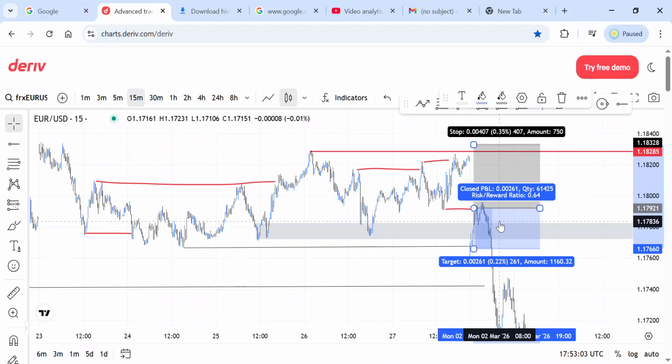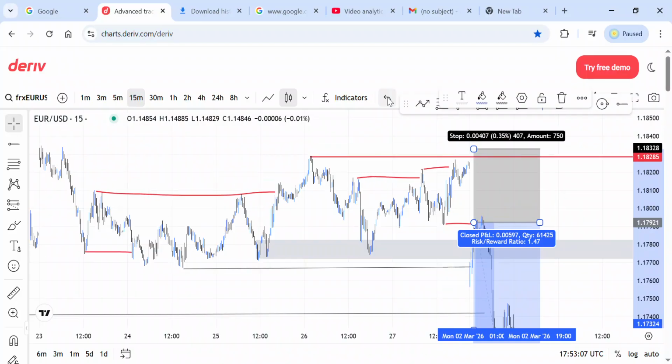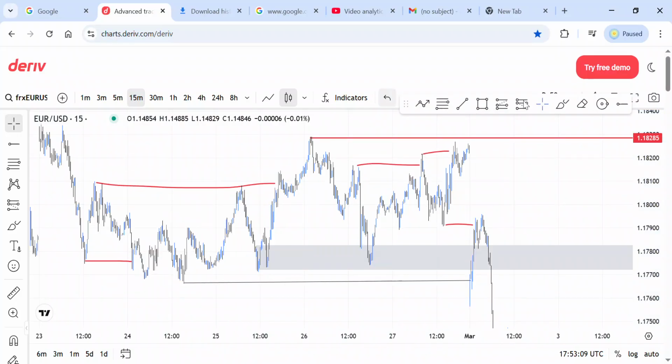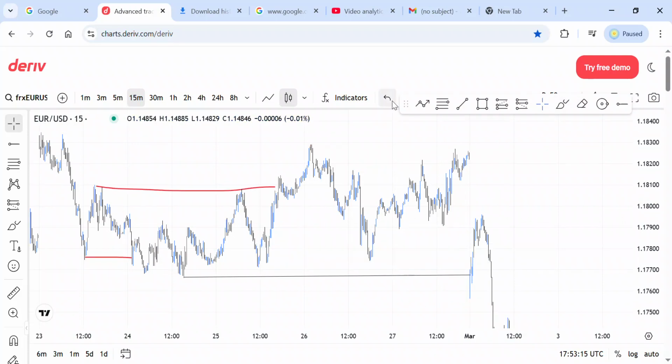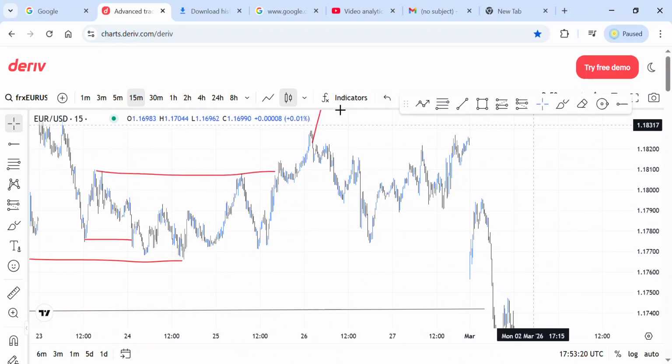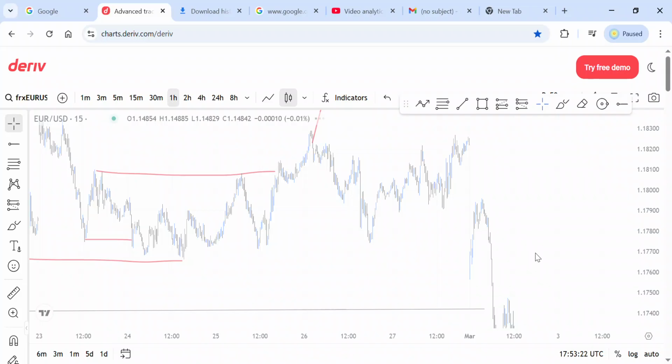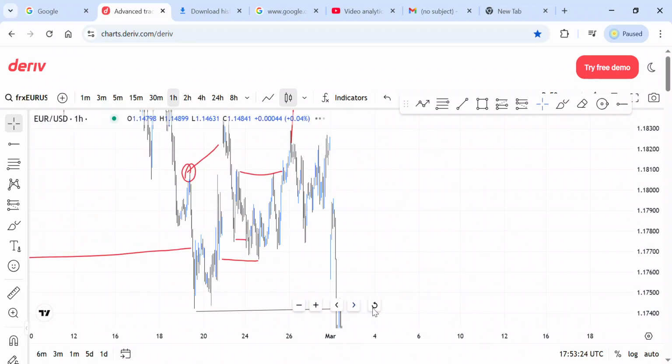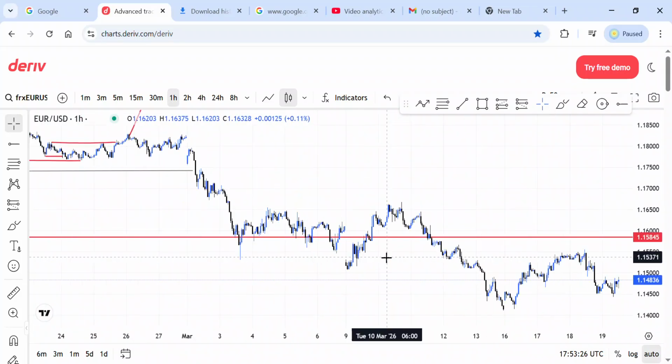The risk to reward is very minor, very small, so I won't advise you to sell. You can just wait for better opportunities in the market. Okay, that is just it. But let's go to the 1 hour again and see if we are going to see another beautiful structure.